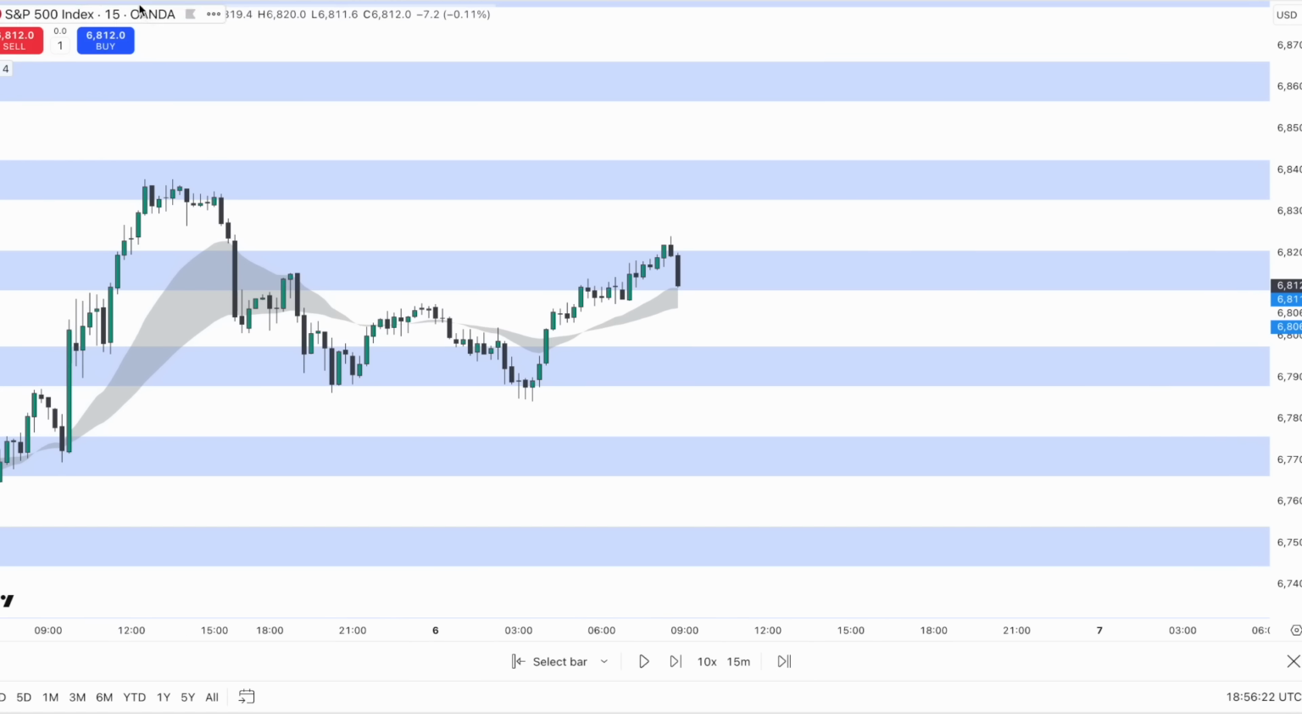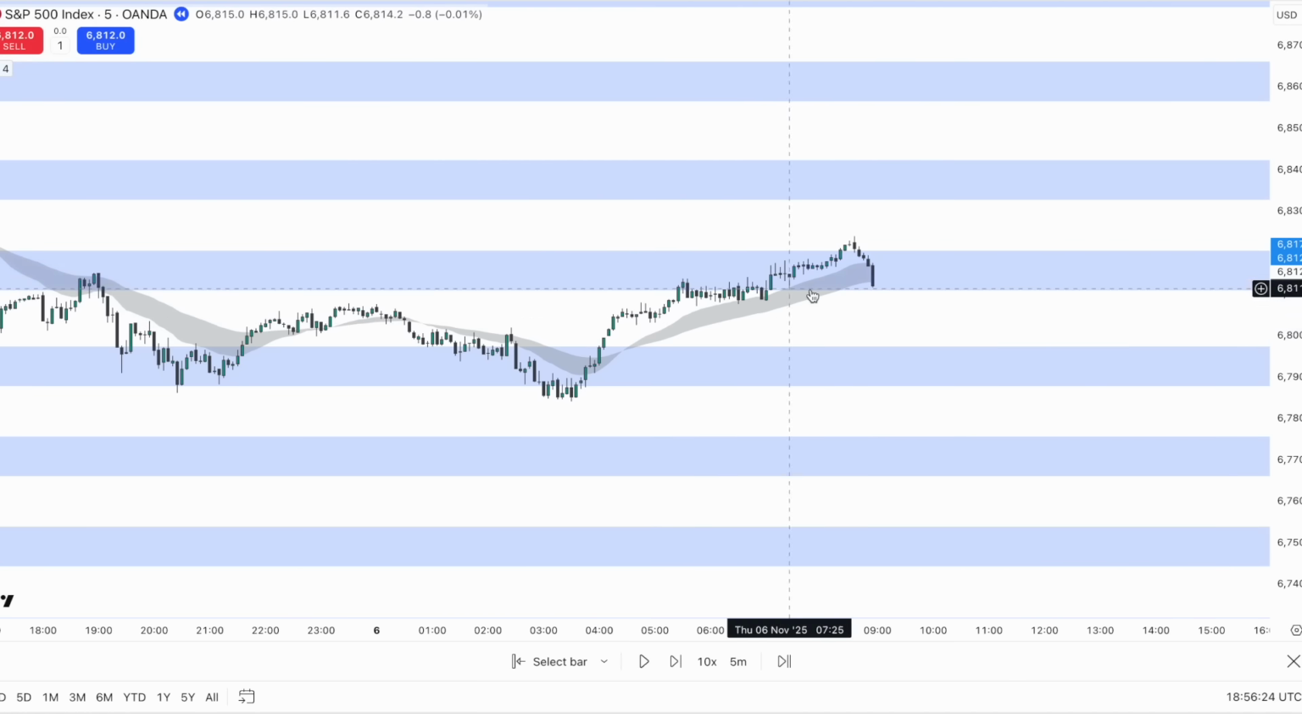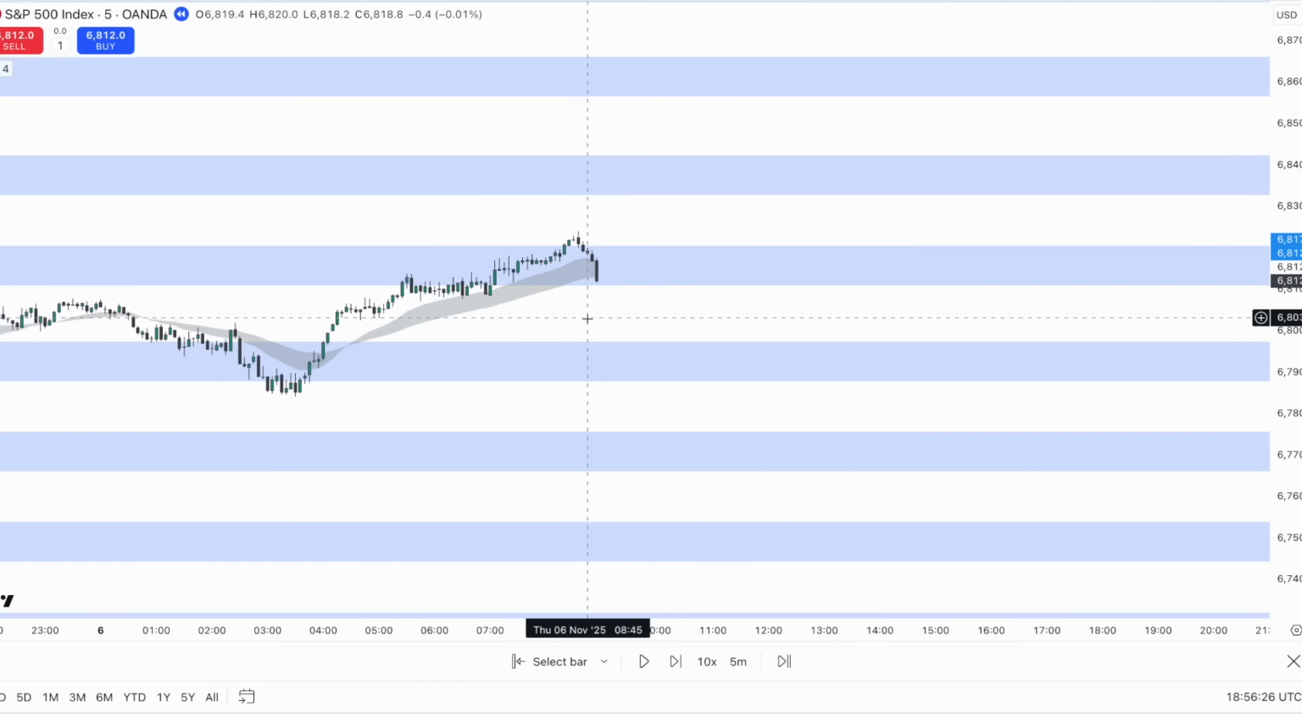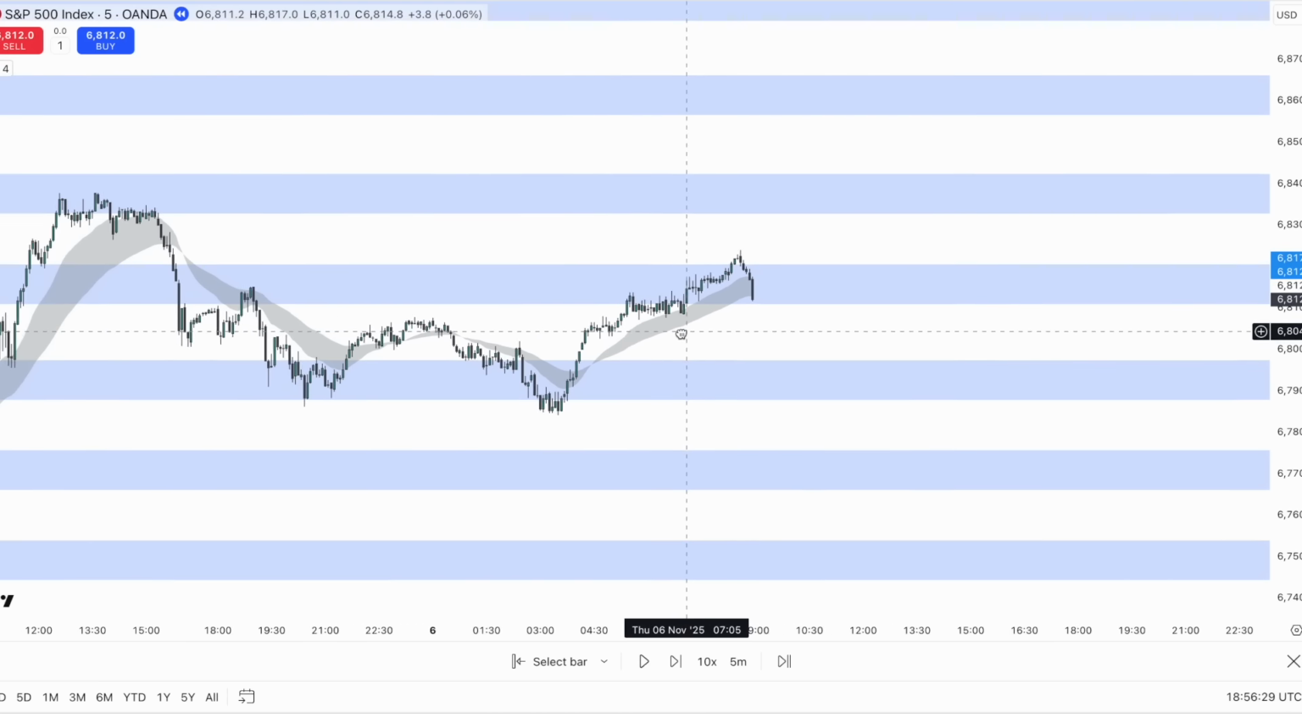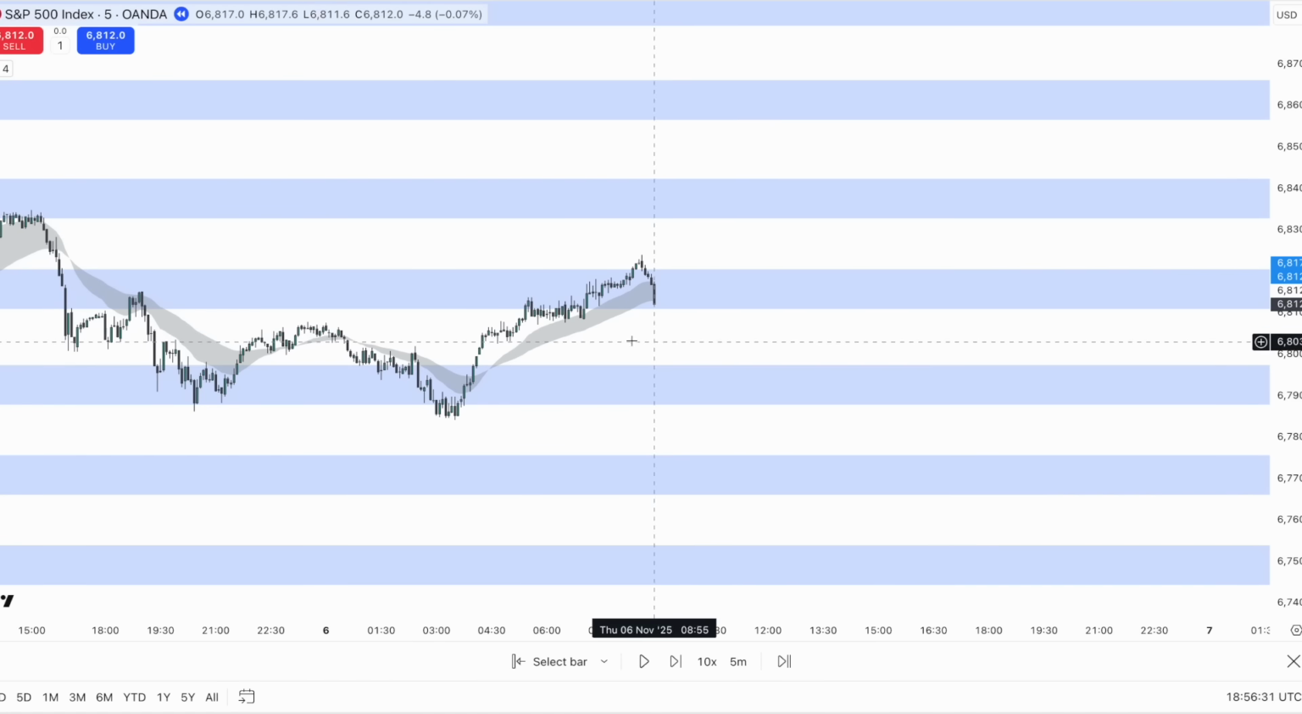Now let's go down to the 5-minute. And the 5-minute is also flat with no direction. So all time frames here are flat. That tells us that we have no bias to either side. The price could break out to either side equally, and we want to be prepared for both scenarios.